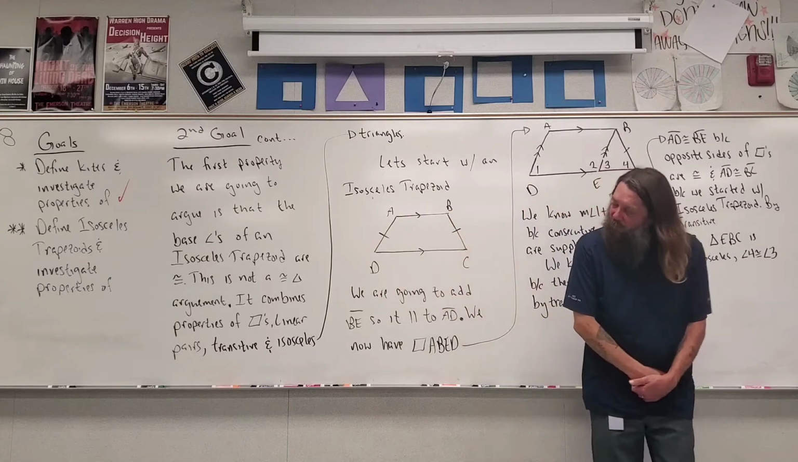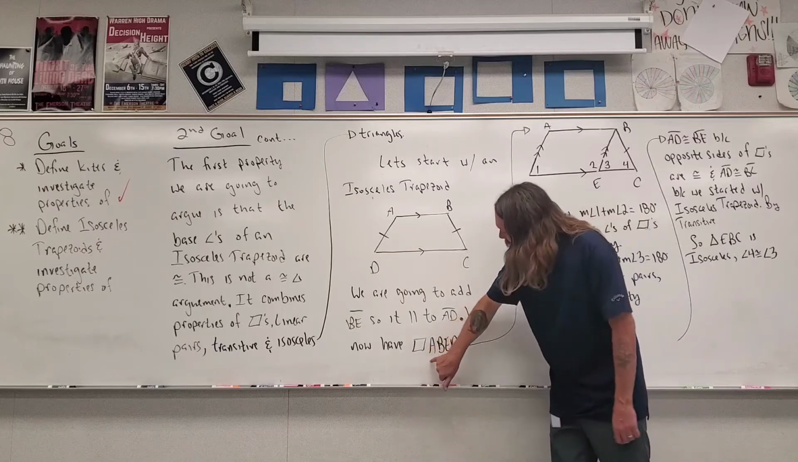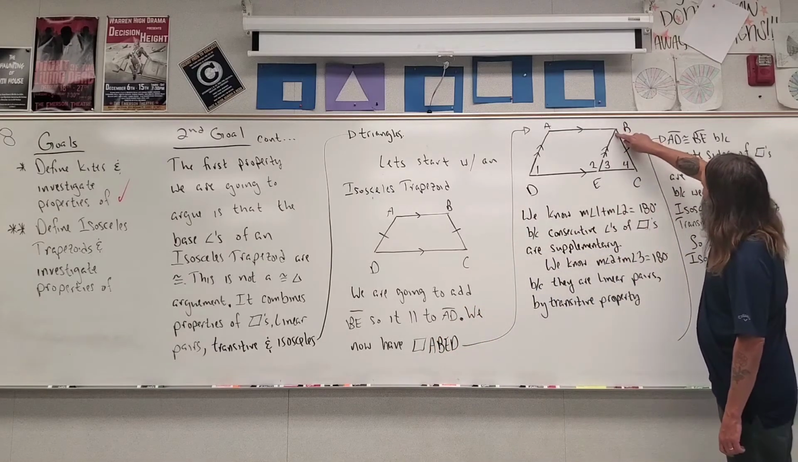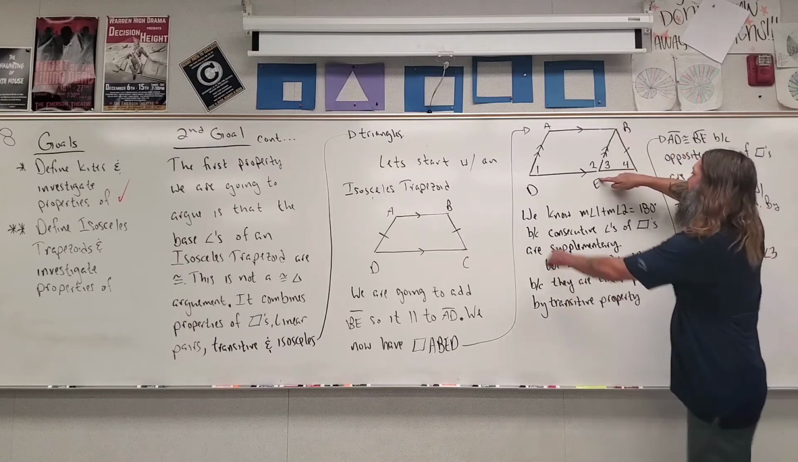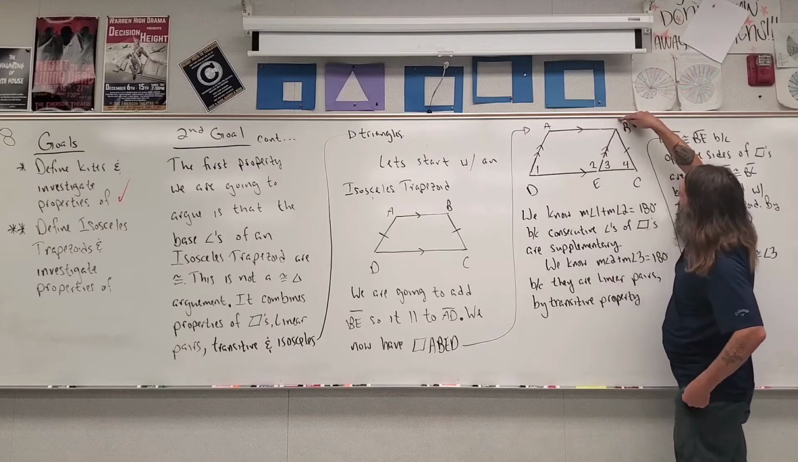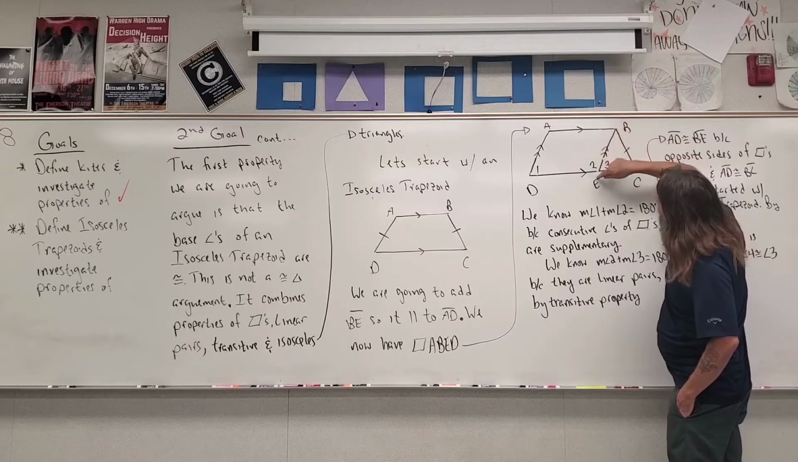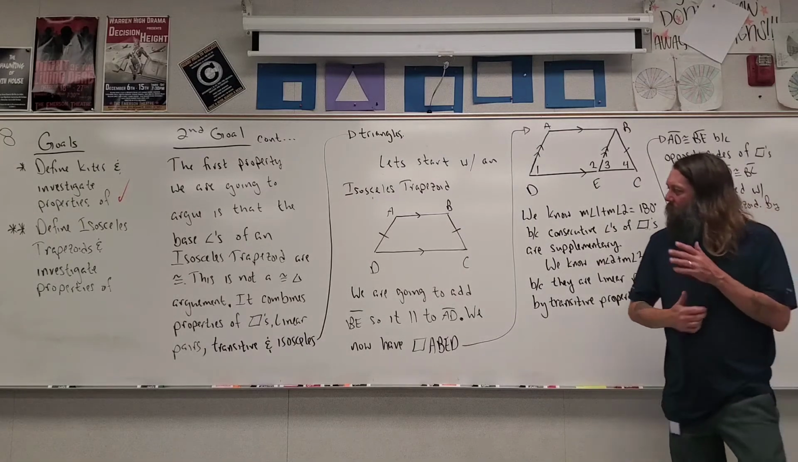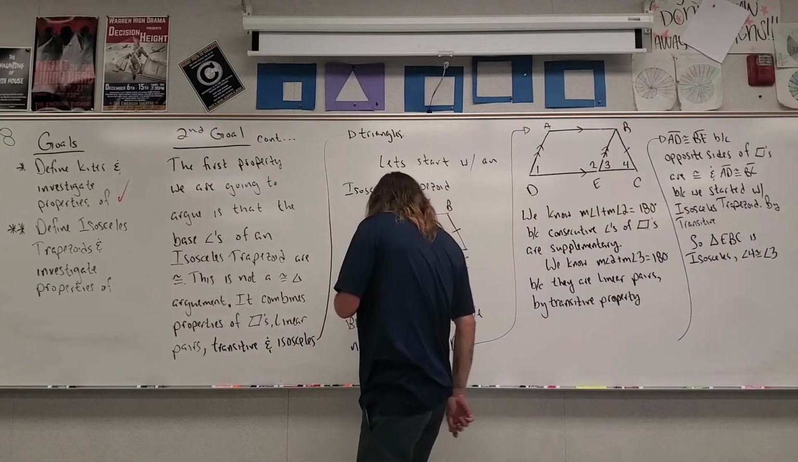And when we do that, we're going to create a little parallelogram, ABED. So here I've added side BE, so it's parallel to AD, and now I have my parallelogram ABED. Okay, we need to get to a parallelogram because we need to use the properties of the parallelogram.